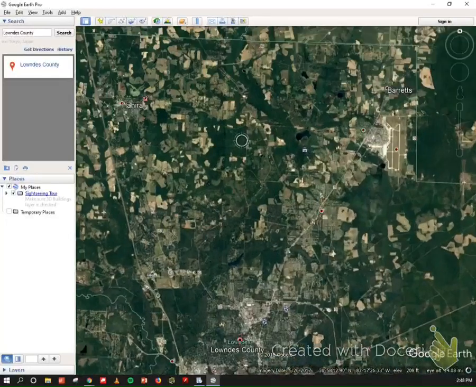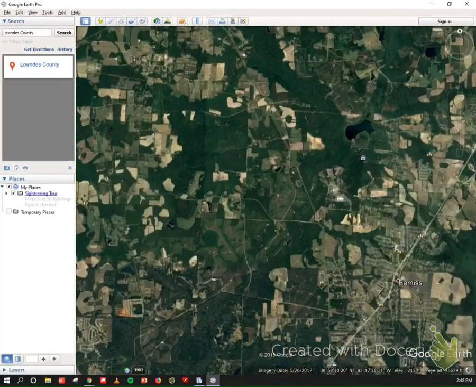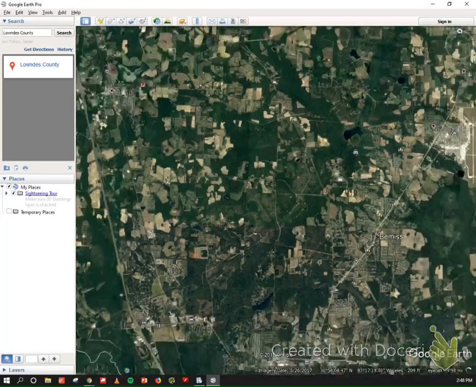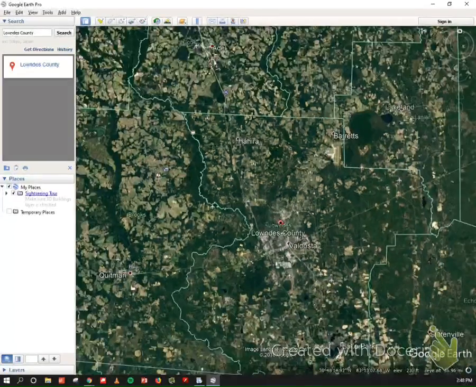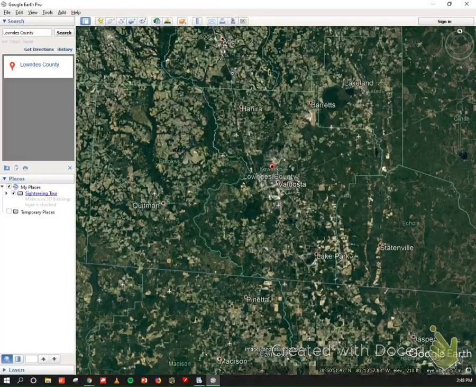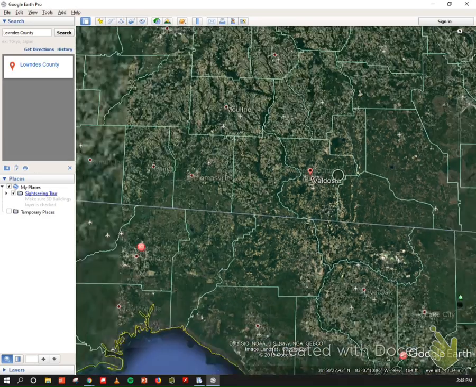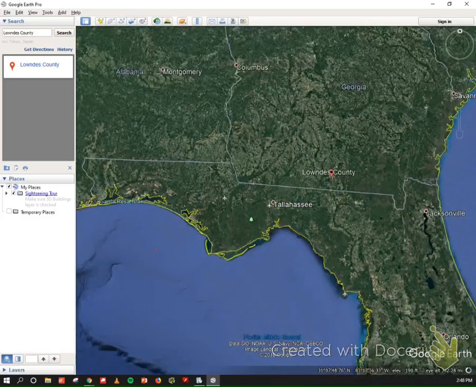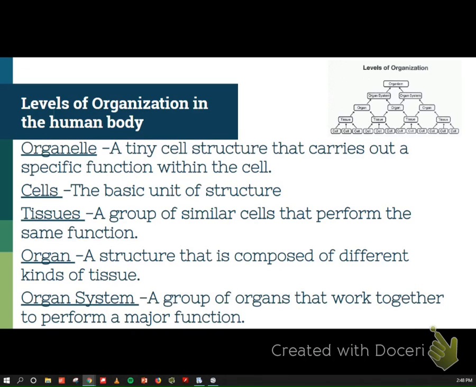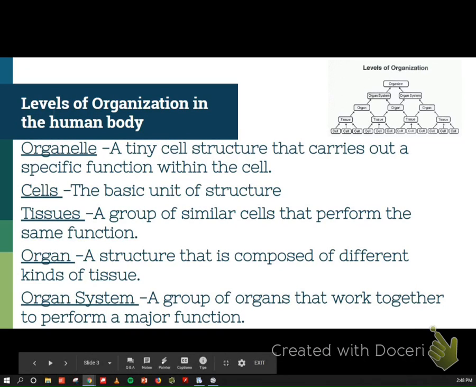Let's see if we can find. And in Valdosta, we've got different school systems and different places. In the same way that these smaller things, like a bunch of counties make up a state and a bunch of states make up a country, in that same way, it goes hand in hand with what we're talking about as far as organelle, cells, tissues, organ system.